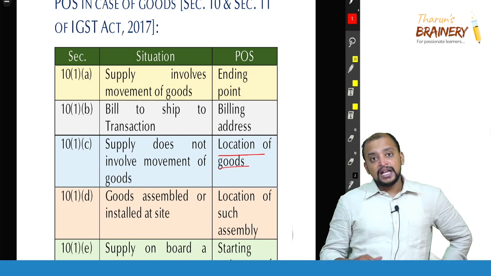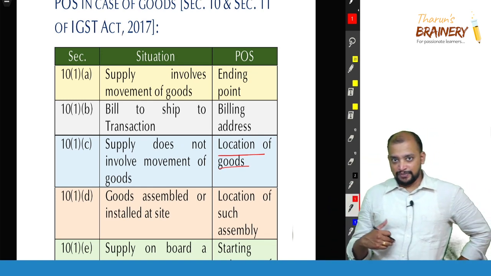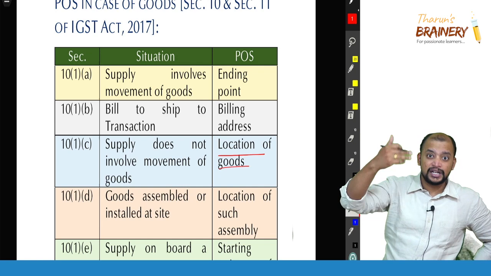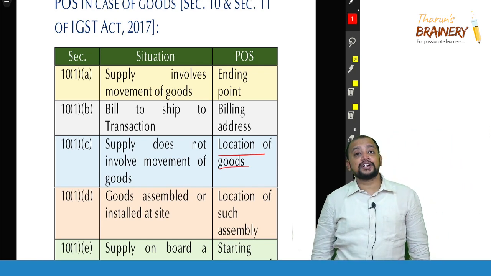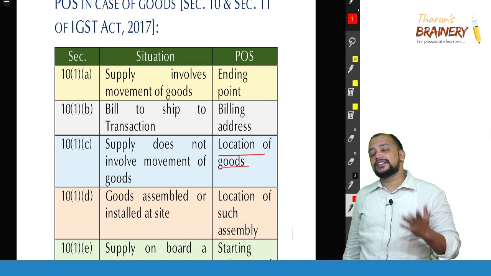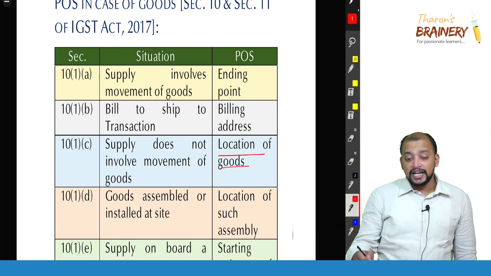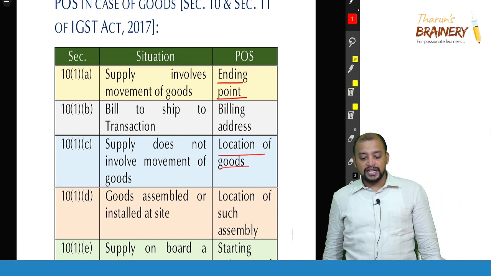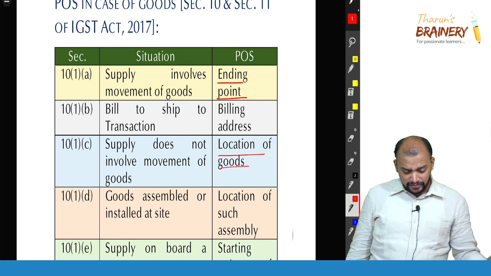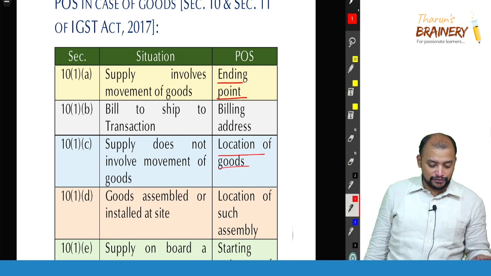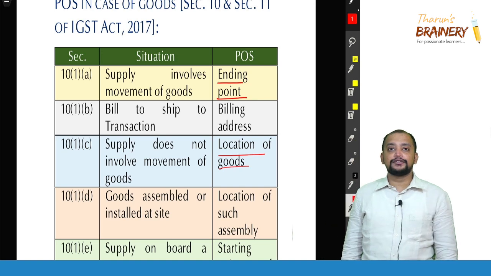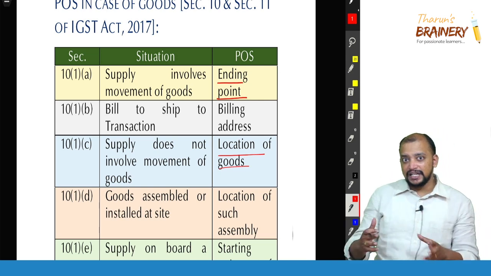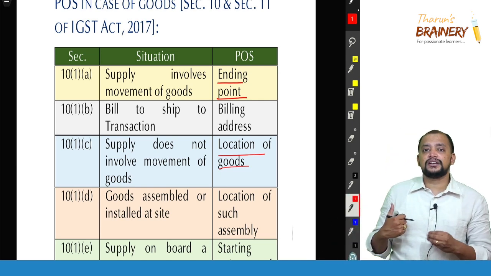Okay. Then suppose you place an order with me and I deliver the goods to your location in Andhra Pradesh. Now, does supply involve movement of goods or not? Naturally yes. And in that case, what will be taken as the place of supply? Ending point. Ending point means, in our example, Andhra Pradesh. So we need to check whether supply involves movement of goods or not. If supply involves movement of goods, ending point. If supply does not involve movement of goods, place of delivery, the location of goods where the delivery takes place.